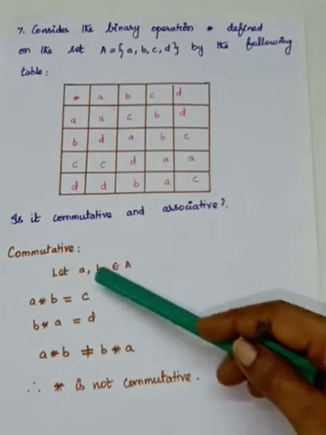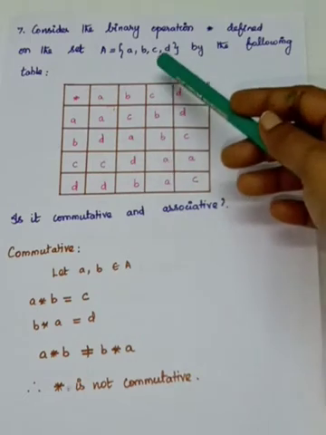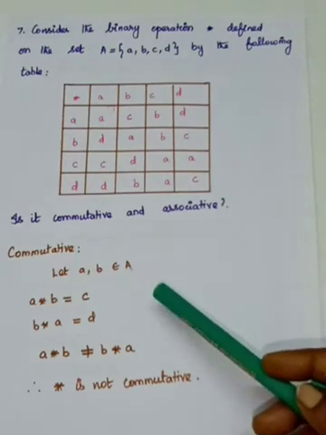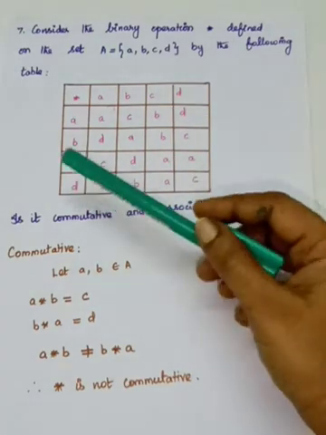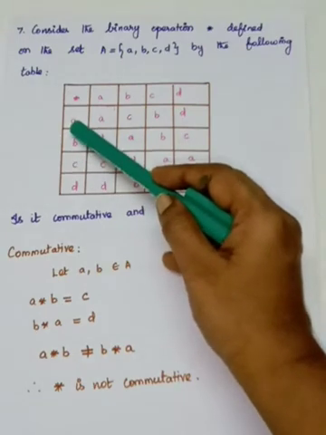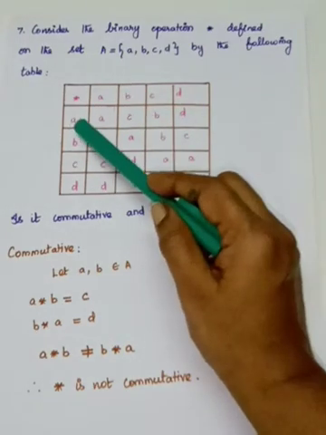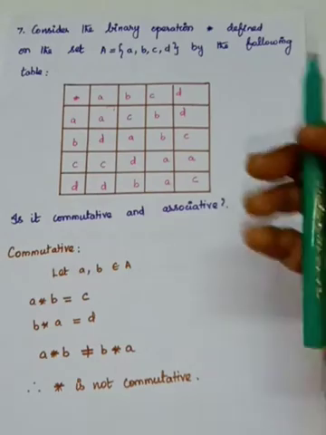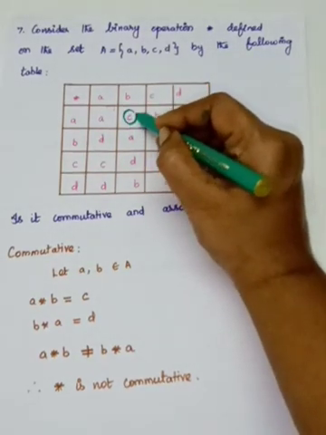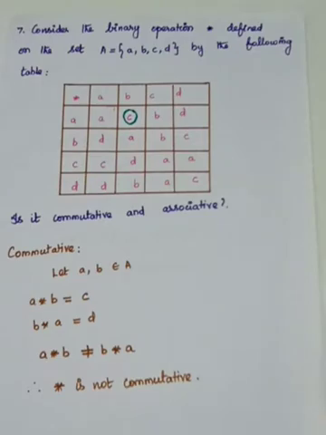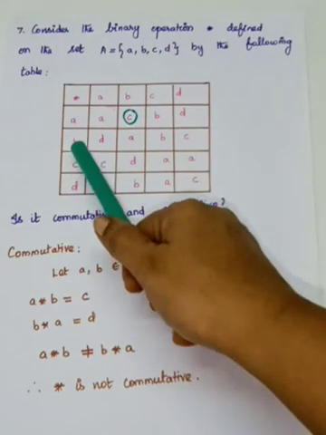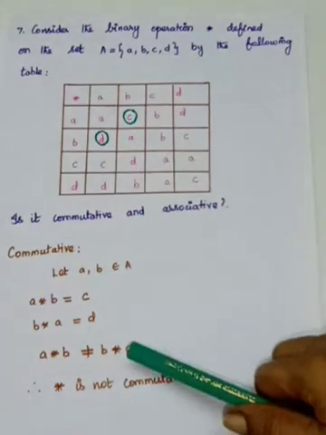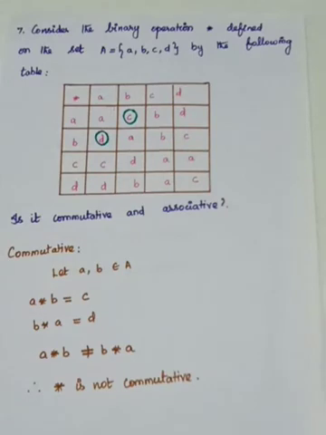For commutative, how many elements do you have to take? You have to take 2 elements. So let a, b belong to A. You can go for c and d also. Here I have taken a, b. Commutative means first you have to find a asterisk b. In the column you take a and in the row you take b. So a asterisk b is nothing but c, which should be equal to b asterisk a. That is d. So they are not equal. Therefore this asterisk is not commutative.